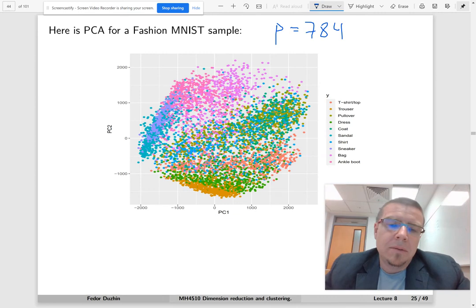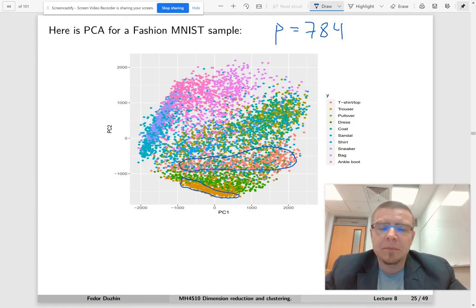Right? And if we apply principal component analysis to this data set and plot just the first two principal components and color them according to the type of the image, so the accessory that is shown on the image, there are 10 types. Then we do see something like clusters here. So there is some structure here, but clearly it is still very, very messy, right?